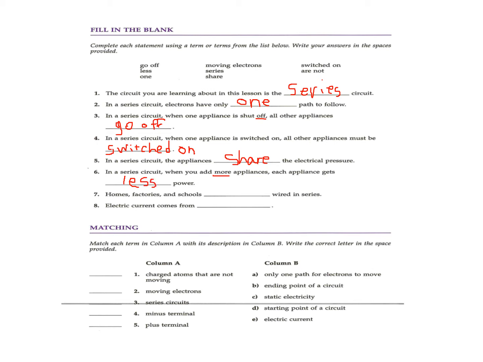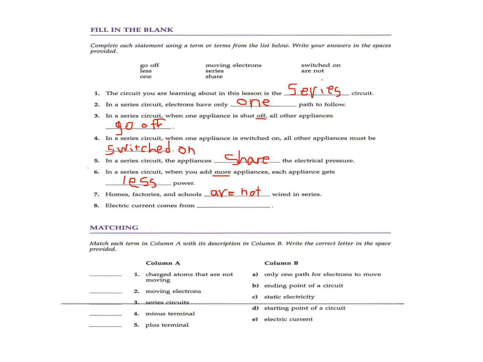Homes, factories, and schools are not wired like that. Can you imagine? You go to your home and your dad is in the washroom, turns off the lights, and then the whole house goes off. Or one teacher in the school turns off one light, and the entire school goes off. So that's not a good way to wire your school.